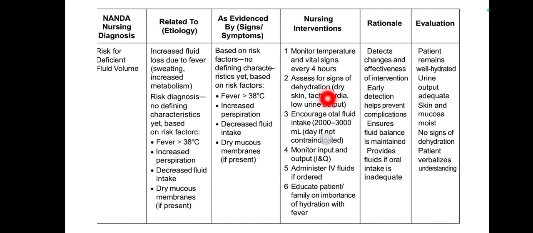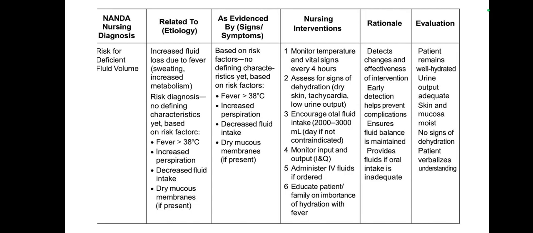Okay, next, in the nursing intervention or planning, we can monitor temperature and vital signs every 4 hourly, assess for signs of dehydration, that is tachycardia, dry skin, low urine output, and encourage oral fluid intake, that is more than 3 liters, near about 3.5 liters. And if the patient is not contraindicated, if the patient has heart failure or chronic kidney disease, there is a restriction of the fluid, so in that case we can do that.